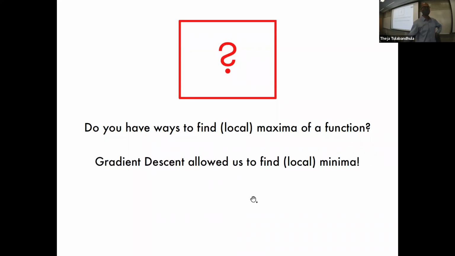Gradient descent allowed us to find local minima, but you can do a couple of tricks. One is that maximizing a function is the same as minimizing the negative of the function. So you can just minimize the negative of the function and use gradient descent, or do gradient ascent on the original function. Gradient ascent just means going up the gradient. If you remember, gradient descent was going in the direction of the negative gradient. Instead of that, you go in the direction of the gradient itself. So those are two approaches.